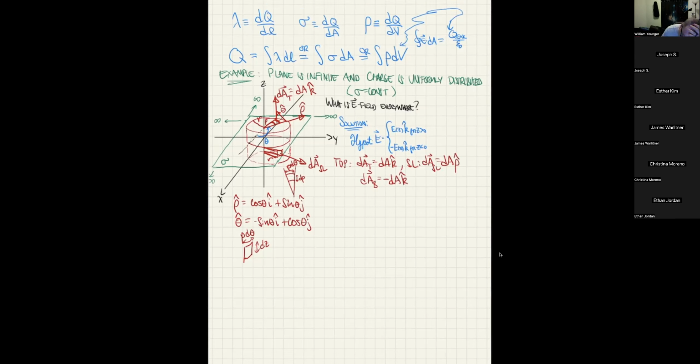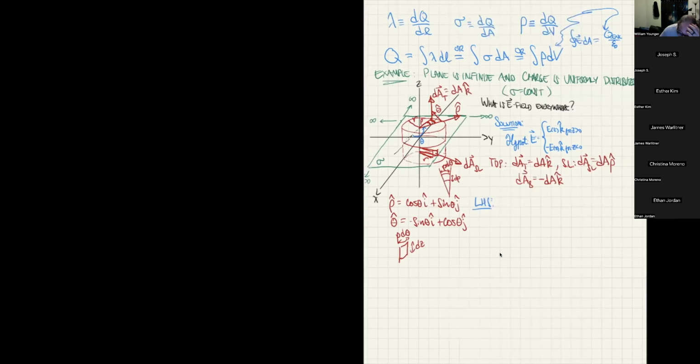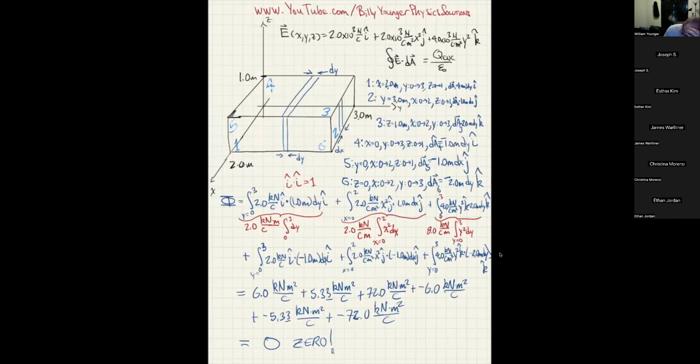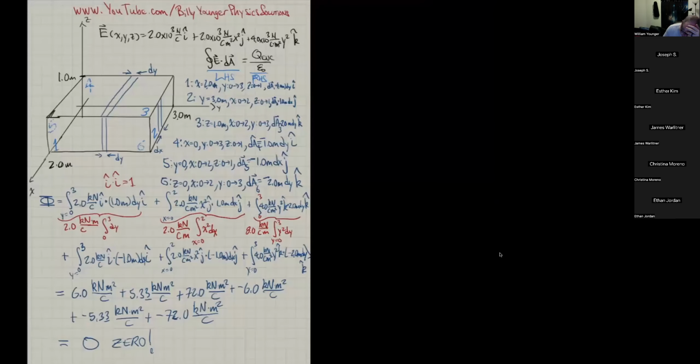So now I'm free to take my left-hand side. So here's the left-hand side of Gauss's law. Remember, this is Gauss's law right here. This part's what I'm calling the left-hand side, and this part's what I'm calling the right-hand side. So that's what I mean.